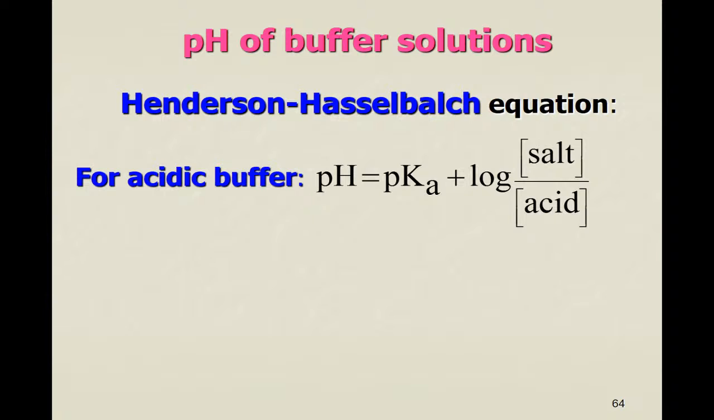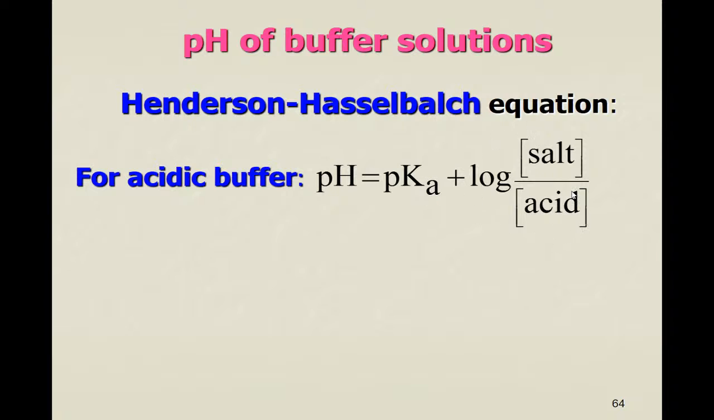It's the Henderson-Hasselbalch equation. For an acidic buffer, the pH first of all depends on the dissociation constant of the acid, which is a component of this acidic buffer. It's the first factor affecting pH. pKa means minus log of the dissociation constant. All these values are tabulated.